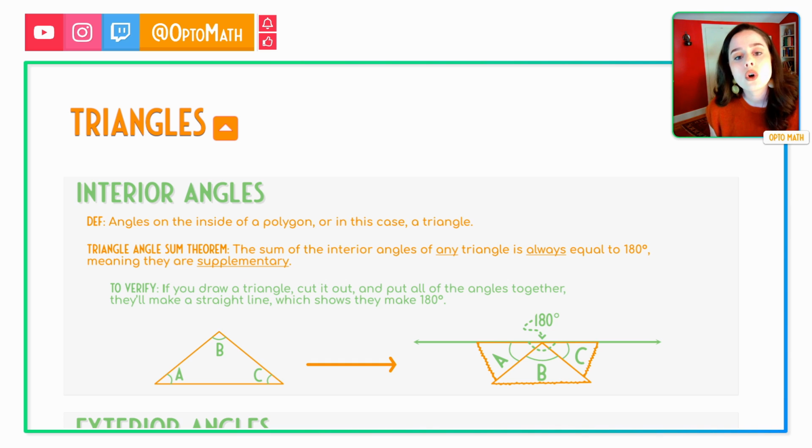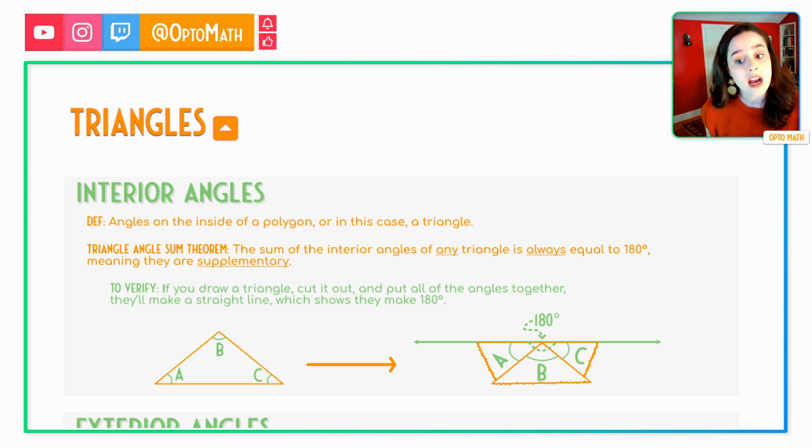The triangle angle sum theorem. Sounds so fancy, right? It's just telling us how we know what the sum of the interior angles of any triangle is. So it says the sum of the interior angles of any triangle is always equal to 180 degrees, meaning they are supplementary. Remember, supplementary is our vocabulary term to describe when angles added together equal 180 degrees. So we can say they're supplementary.